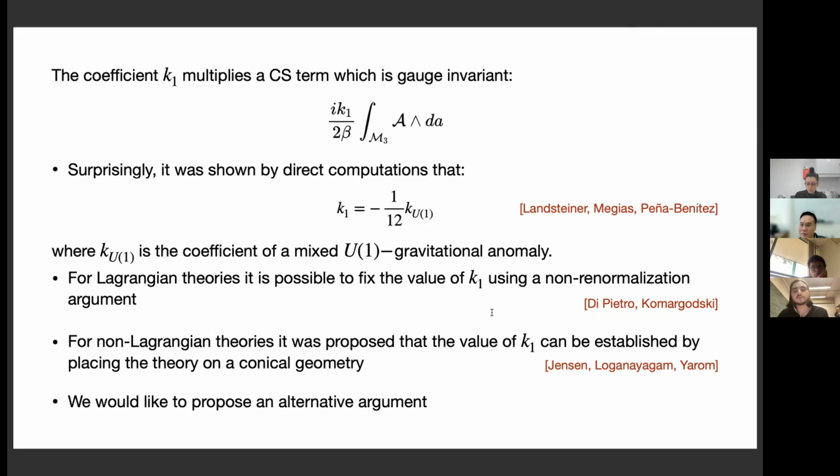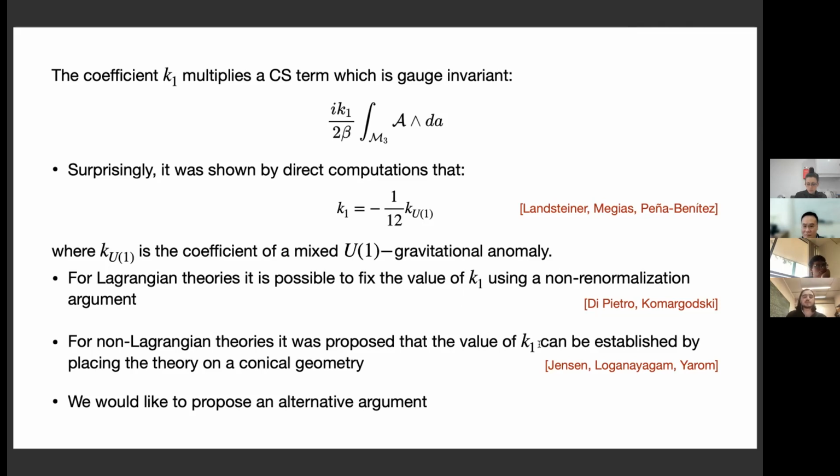And this was shown some time ago in this work by Di Pietro and Komargodski. However, if you happen to be interested in a theory that is at strong coupling, you cannot really use this non-renormalization argument because you cannot go to a point in moduli space where the theory is free, and so you cannot really compute this coefficient in a free theory.